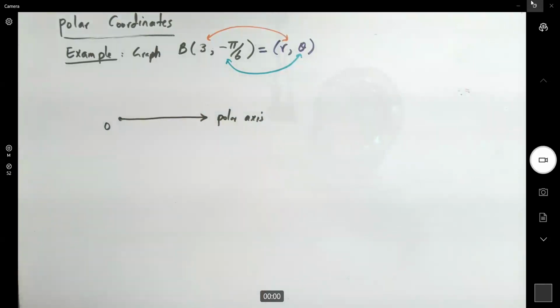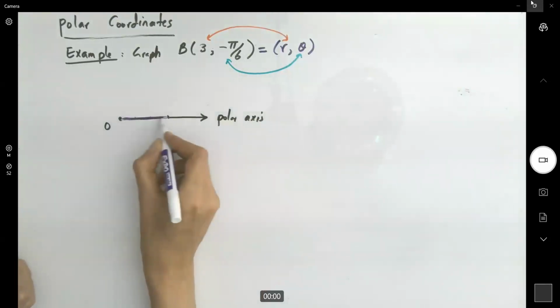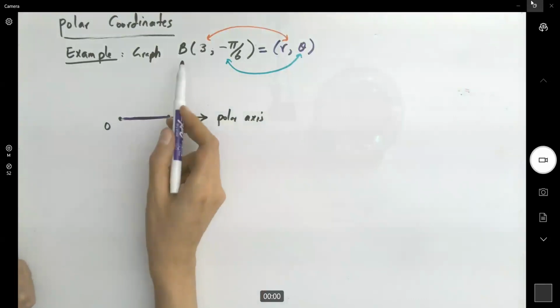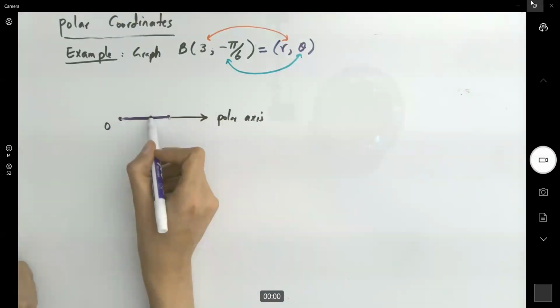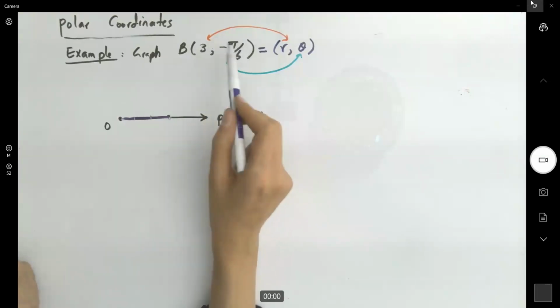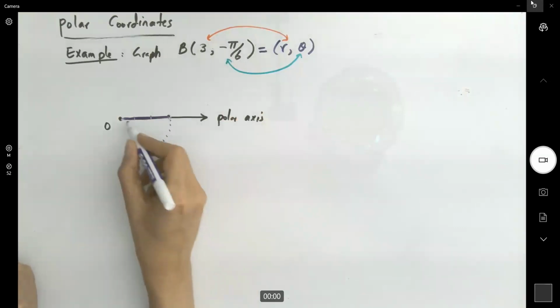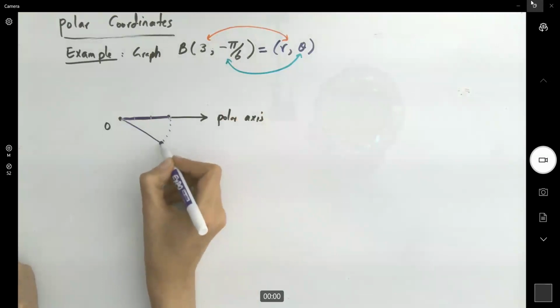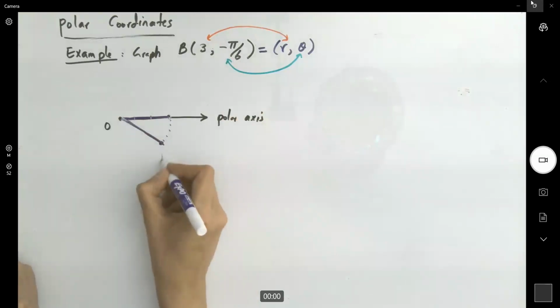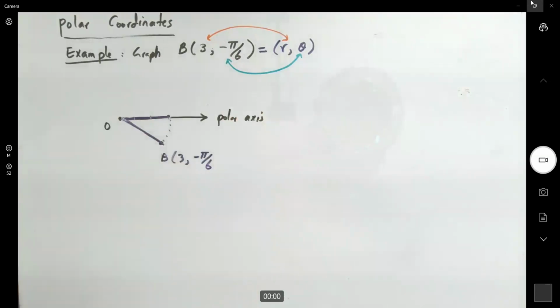So first decide on 3 units. Suppose my 3 units is just right here, 1 unit, 2 units, 3 units. So this is the initial position of the point B, with 3 units length. Now you have negative pi over 6. It means that you have to move clockwise. This is going to be your point B, (3, negative pi over 6).